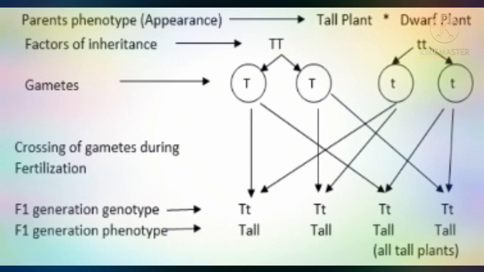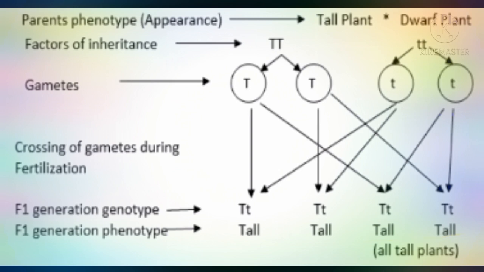Then during gamete formation, the factors separate and only one enters each gamete. Thus pure parents produce only one type of gametes: the tall parent plant produces all gametes with capital T and the dwarf with small t. Therefore all F1 generation offspring, the hybrids, are Tt. Due to dominance they all grow tall, so all plants are tall in the F1 generation. Once again, the parent plants, tall and dwarf.